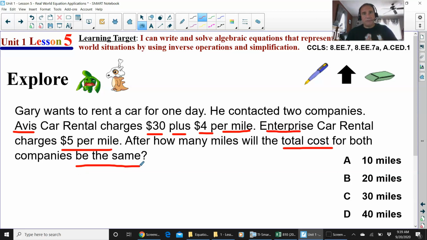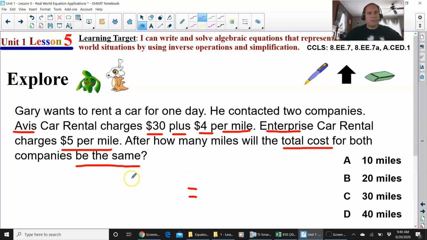Whenever it asks you to compare two companies, to find out the total cost when they are the same, you're putting an equal sign in the middle. That's exactly when they were the same, when A would be equal to B. And that's where I'm going to start. I'm going to put an equal sign in the middle.